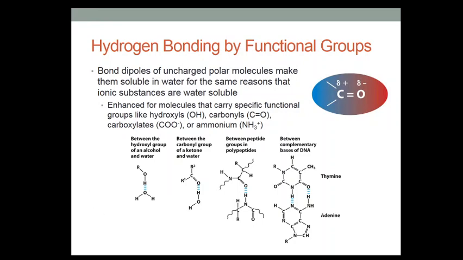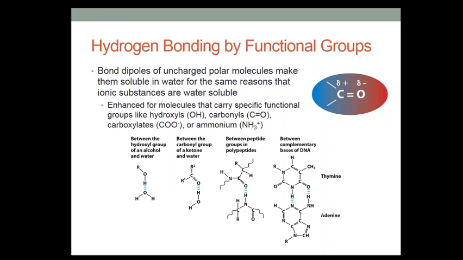And so these bond dipoles, as I state here, are common in uncharged polar molecules. You'll see plenty of examples, but the bond dipoles we're talking about are what make uncharged polar molecules soluble in water. And this is the same concept that you see for ionic substances going into solution as well. So basically what you have is a charge or some sort of dipole that allows for hydrogen bonding to occur.